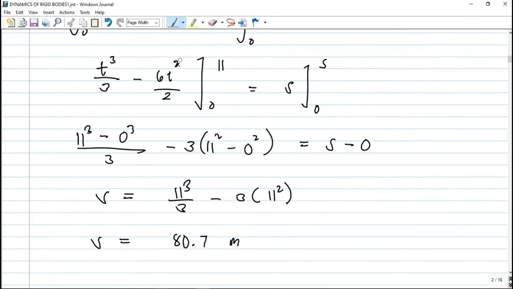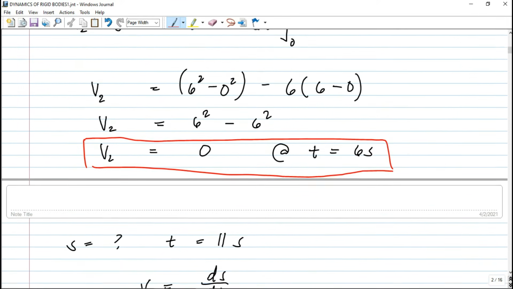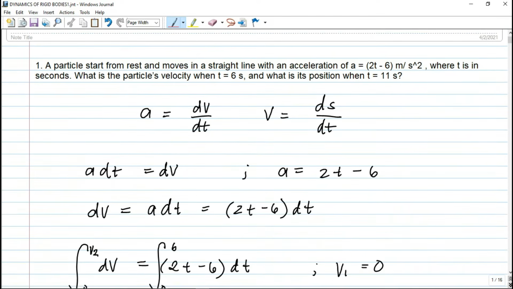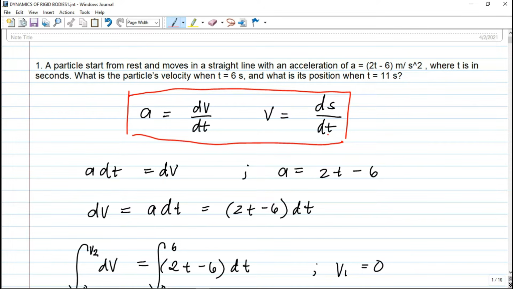So we proceed. That's how you solve this type of problem, given an equation of acceleration or velocity in terms of time. What we need to memorize is the concept of instantaneous acceleration and instantaneous velocity. These two formulas are important. They are the building blocks of dynamics. So let's proceed to our next sample problem.